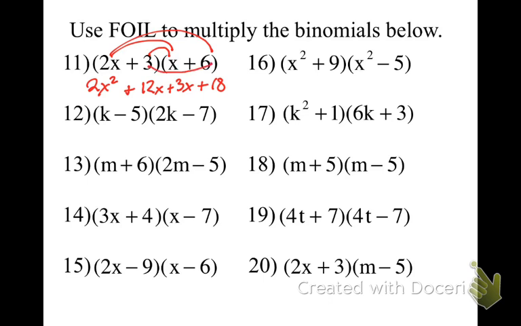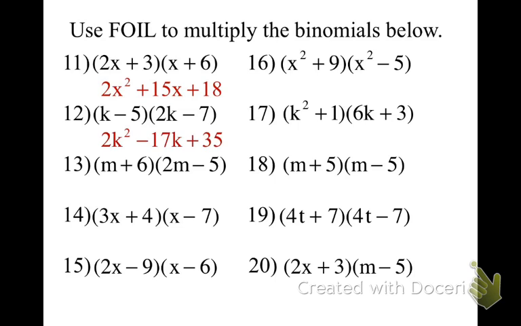Simplifies to 2x squared plus 15x plus 18. Does that make sense? So you're just double distributing. Next one's going to be 2k squared, and I'm going to have plus 35, and then the middle term will be negative 10k, and negative 7k make negative 17k. Pause the recording and try the rest on your own.